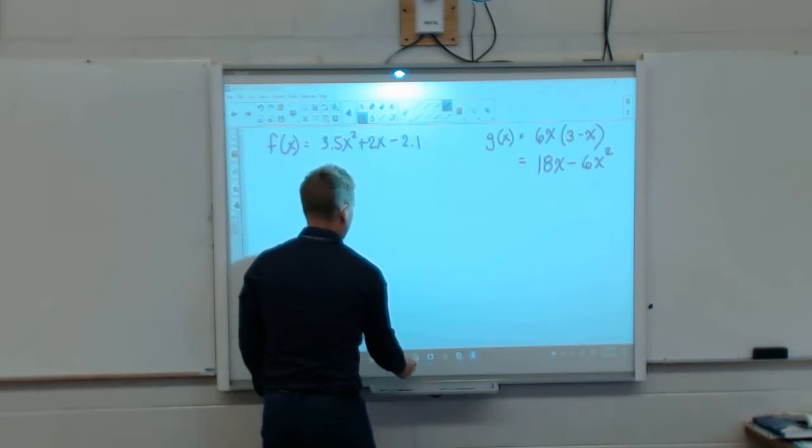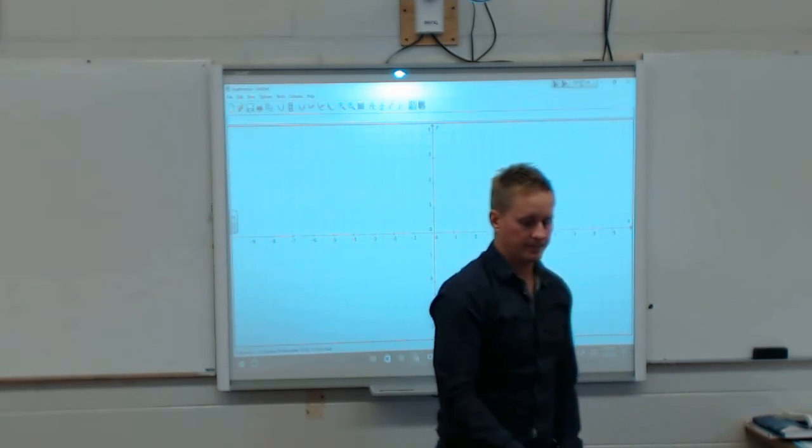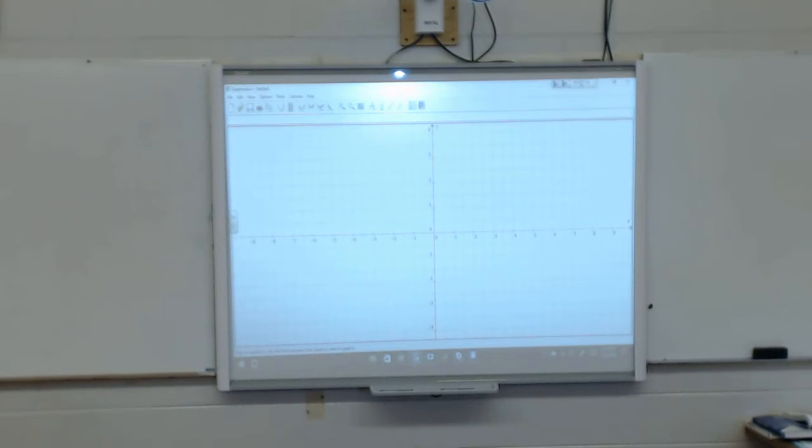So right now, I'm going to graph both of these. And then let's find the intersection point of both of them. So I have y equals, okay, what's the first one? 3.5x squared plus 2x minus 2.1. Enter. Okay, thank you. What's the next one? 6x bracket 3 minus x bracket. Enter. Okay.